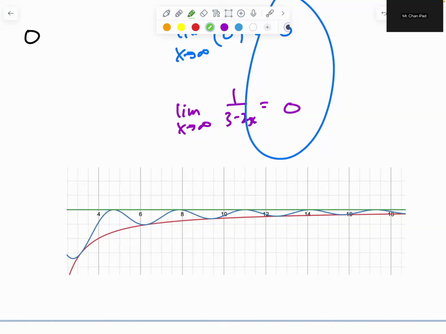The blue line is the 1 over 3 minus 2x. The green line is just y equal to 0. The other blue line is the cosine squared x over 3 minus 2x. So that's what I mean by boundaries. The middle function is bounded by those two lines. So that's why it has to go to 0. Okay?